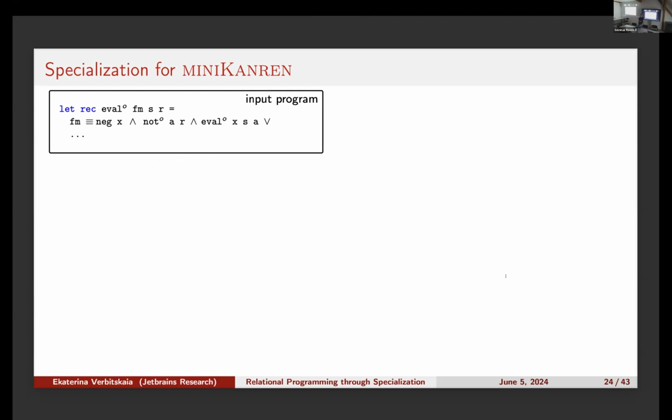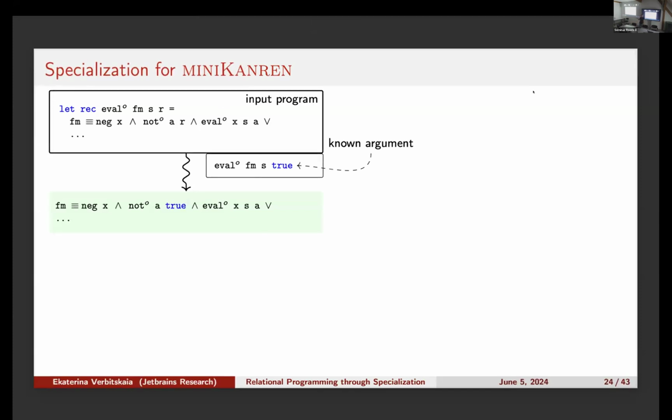So here I have a fragment of an evaluator for logic formulas. Here we only consider a formula which can be a negation of another formula. If a formula is a negation of another formula, then we know that we need to evaluate it and then apply a negation to the result. When we know the result of our evaluator to be true, for example, if we want to consider all of the formulas that can evaluate to true, then we can use that information to improve the program.